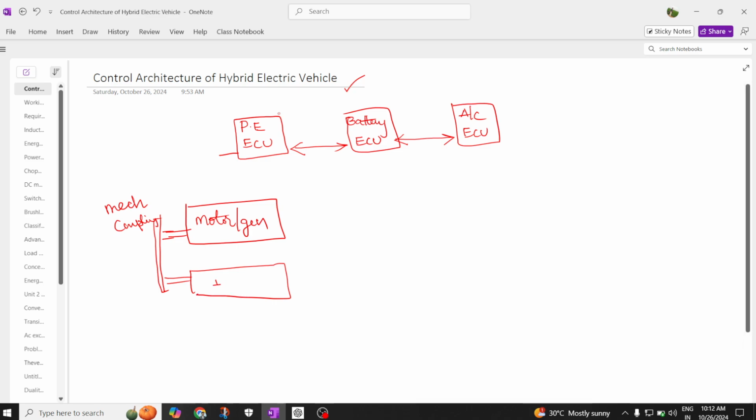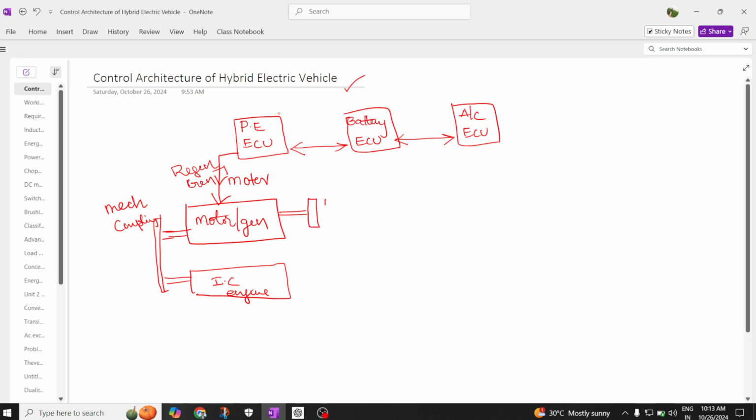So here we have the internal combustion engine. This battery ECU as well as the AC ECU and this power electronic ECU will try to drive the motor or generator. This power electronic ECU will say whether it has to act like a motor or, in the reverse, whether it has to operate like a regenerative generator, or regenerative braking. So here we have the IC engine, and this motor or generator is mechanically coupled.